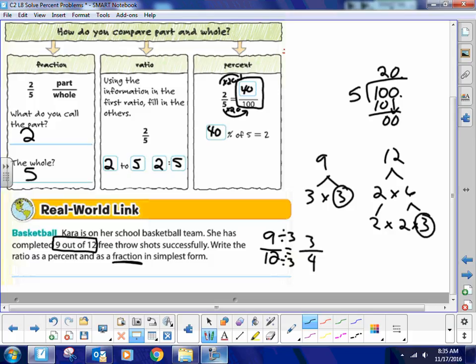Now, they want us to write this as a ratio, as a percent, all right? Since it's in its simplest form, it looks like we can go ahead and compare it to 100 at this point in time. But if you don't know how to compare it to 100, like this, right?